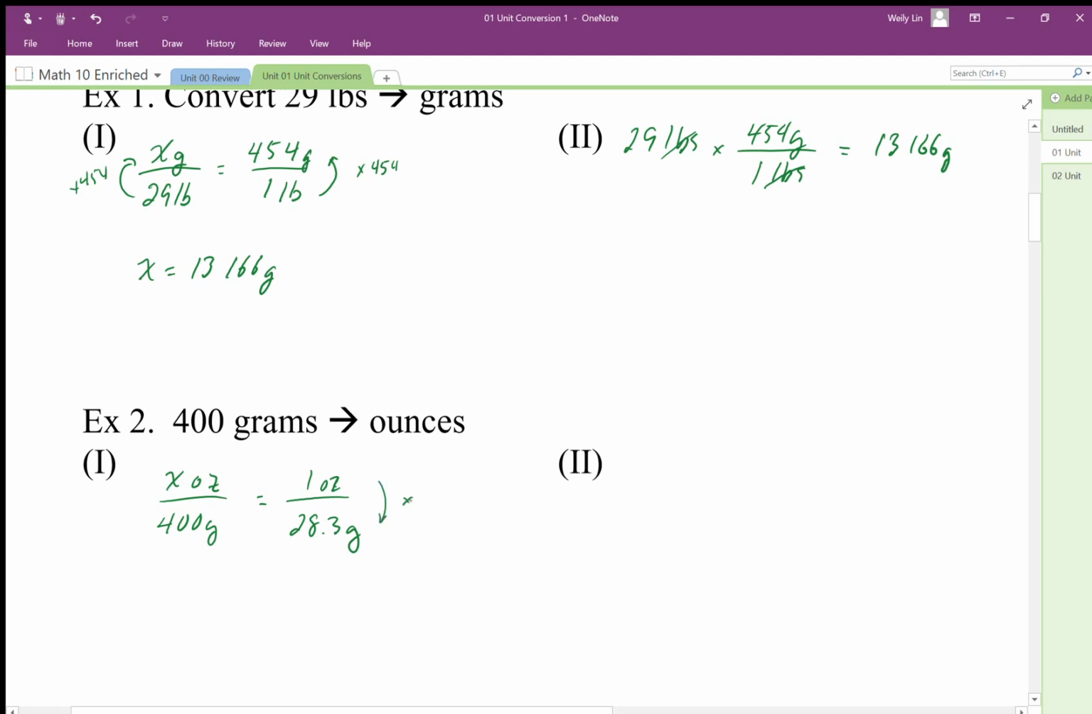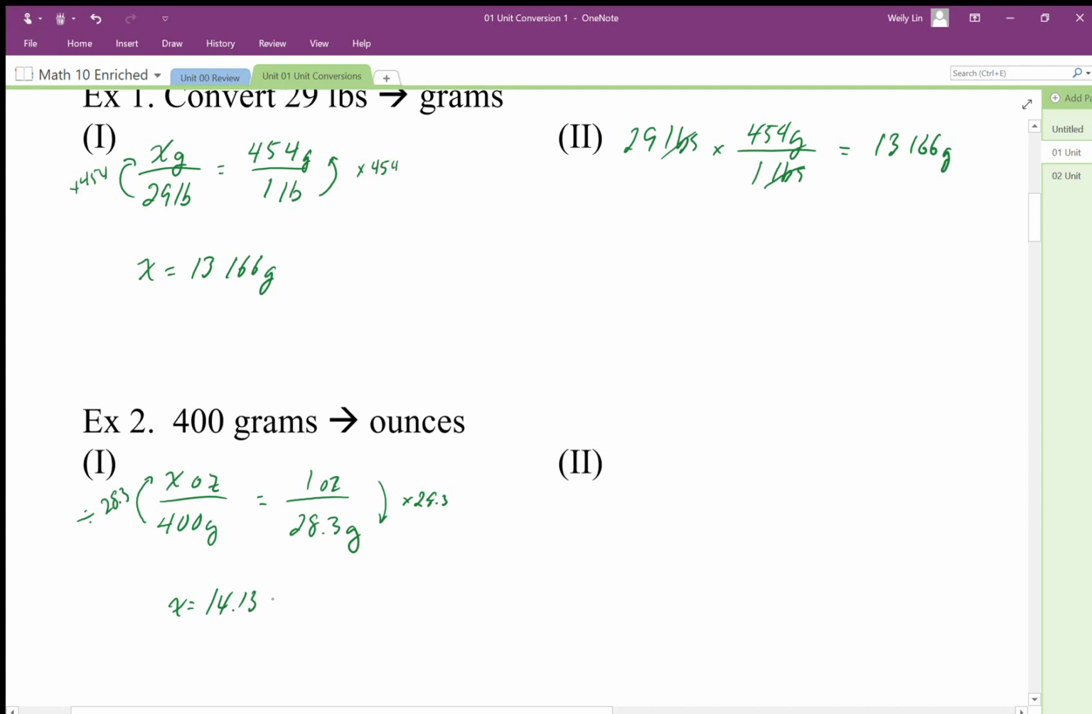Okay, so when we use this multiplier, in this case our multiplier, that's our unit rate, so that's our multiplier. So we're going to go in the opposite direction, so we're going to divide by that. So 400 divided by 28.3. We get 14.13 ounces. Okay, so X equals 14.13 ounces.